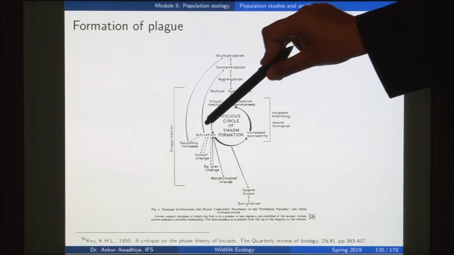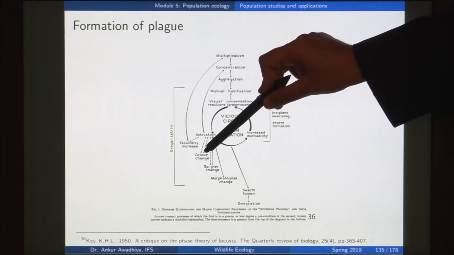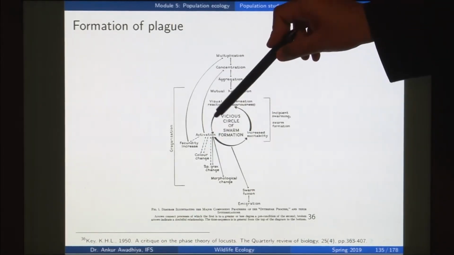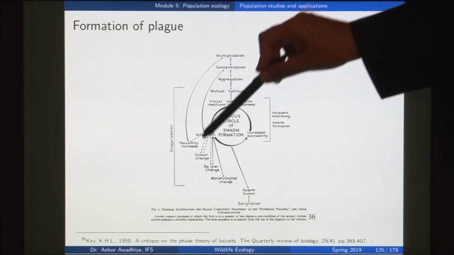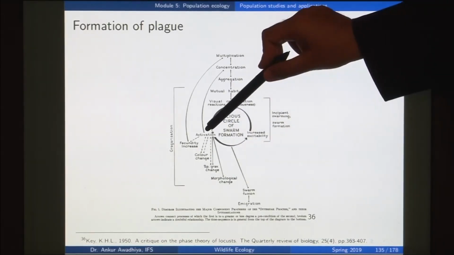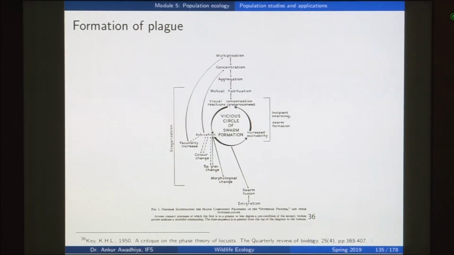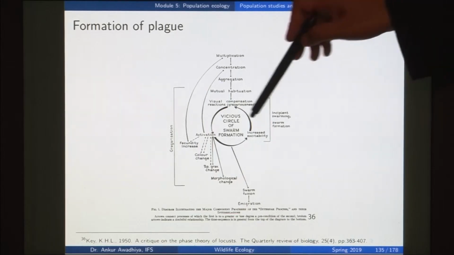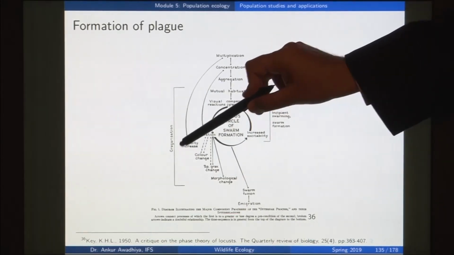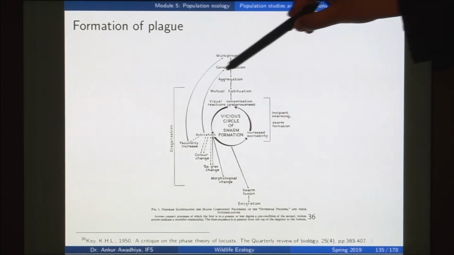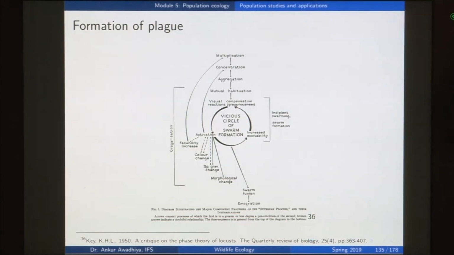So, you will have activation. Once there is activation, there will be a change in the color, then there will be a change in the specific gravity, there will be morphological changes, there will be an increase in the fecundity. So, they will lay eggs more often, even though they are laying fewer eggs, they will lay eggs much more rapidly. Once that happens, because you are having more number of eggs, that will also lead to multiplication. So, it tends to give a positive feedback to itself.